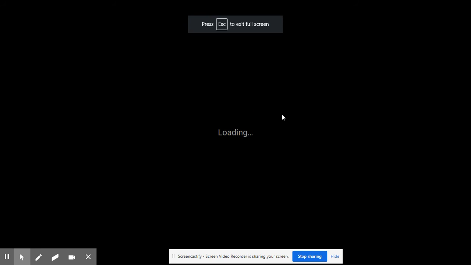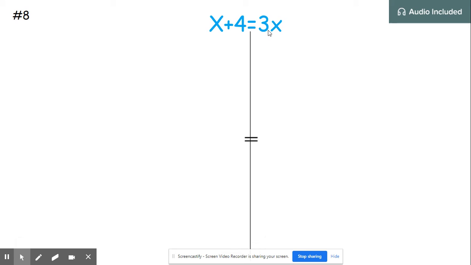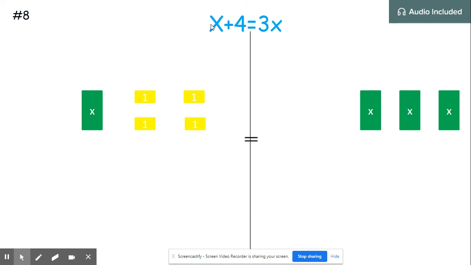Now I have x + 4 = 3x. So now I have a variable, my constant, and a variable with my coefficient. So I'm going to do 1x. If it's positive, I need a green one. If I have a positive 4, I need yellows. And if I have another 3x that's positive, I need 3 more greens.